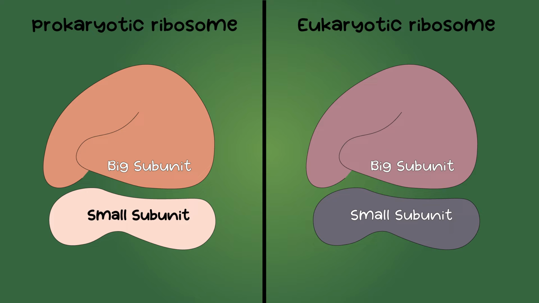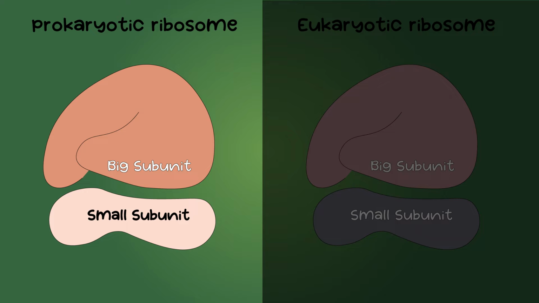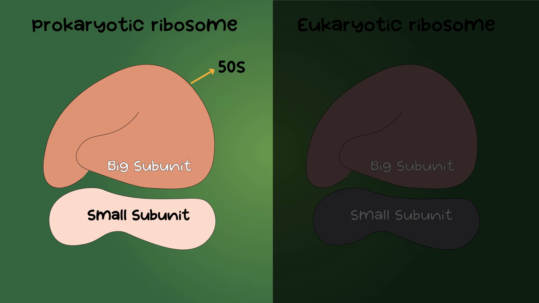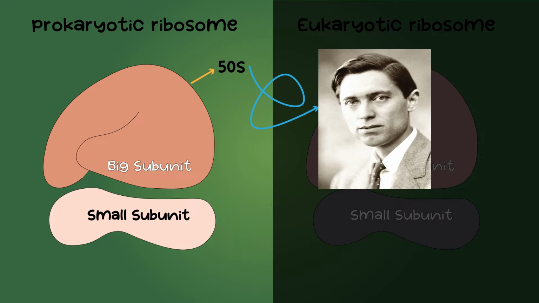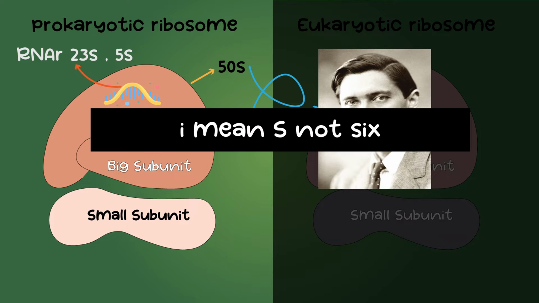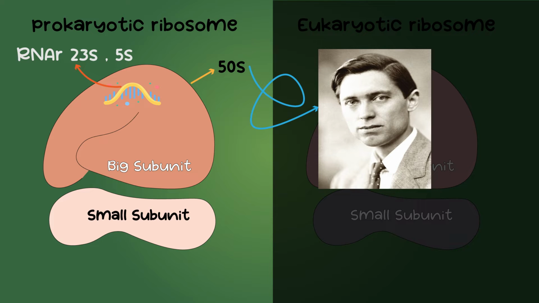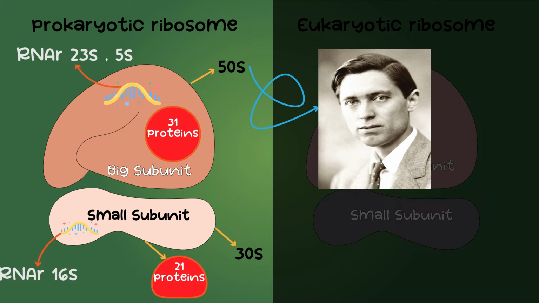So let's start by explaining the prokaryotic ribosome. The big subunit is made of 50S. The S means a unit of sedimentation, discovered by Svedberg. We also find ribosomal RNA: the RNA R23S and the RNA R5S. Also in the big subunit we find a total of 31 proteins. The small subunit is made of 30S and RNA 16S and a total of 21 proteins.